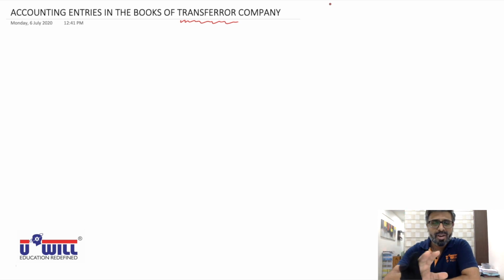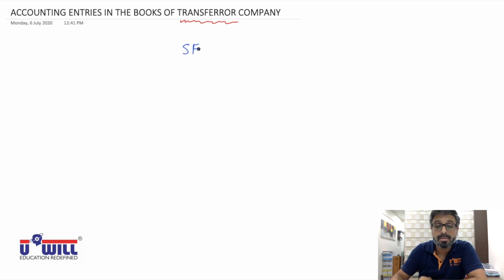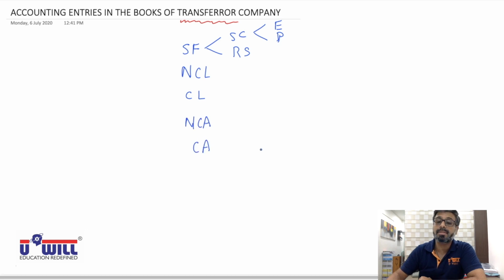Now, entries are very simple. Order of entries is very important to be remembered. So all of you understand one concept that you need not write, you just understand it. What is the format of balance sheet of company final accounts? Very first we write shareholders funds. Then we write non-current liabilities. In shareholders funds we include share capital and reserves. In share capital we include equity and preference. Then non-current liabilities, current liabilities. In assets we write non-current assets and current assets.